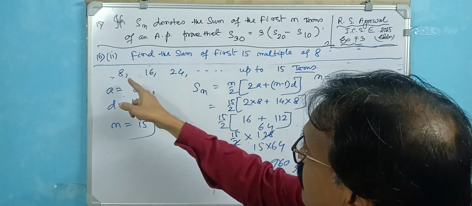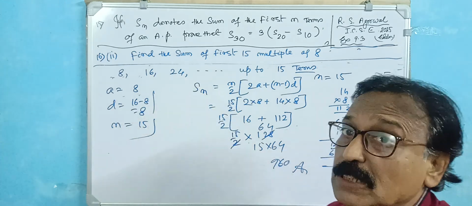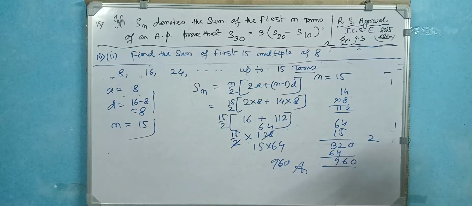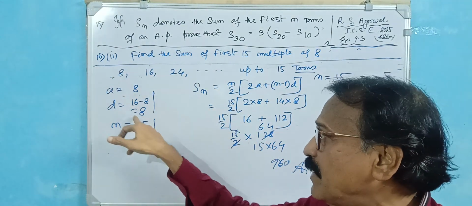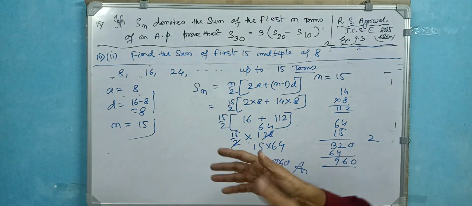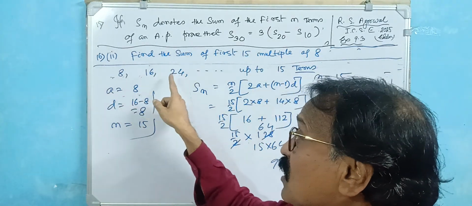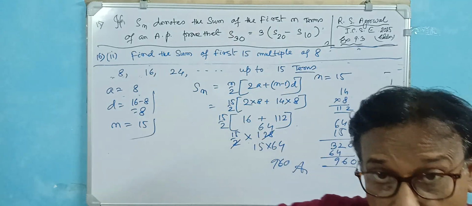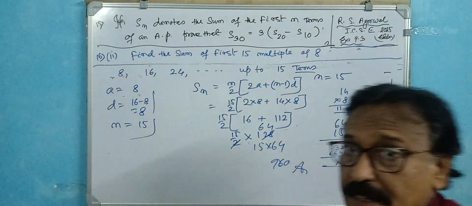That means the series is an AP series, multiples of 8. The first term is 8, second term is 16, third term is 24. This is a multiple of 8. 8 ones are 8, 8 twos are 16, 8 threes are 24. In this way, you form an AP. So here in the AP, the first term is 8, second term is 16. From there you calculate D. Now you add the first 15 terms. What is the value of the sum? That means 8 plus 16 plus 24, in this way up to 15 terms. What is the total value, the sum of this? That is 960. Clear?